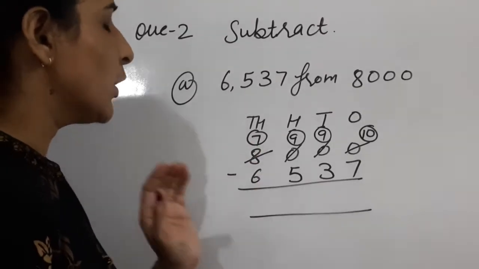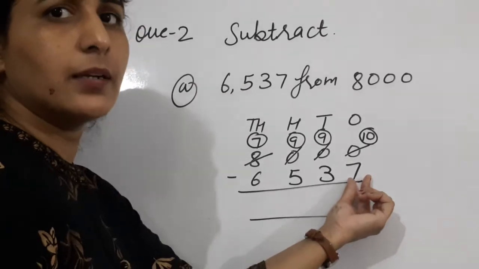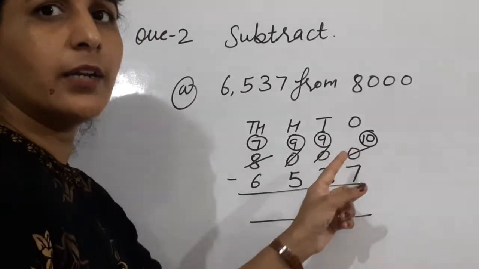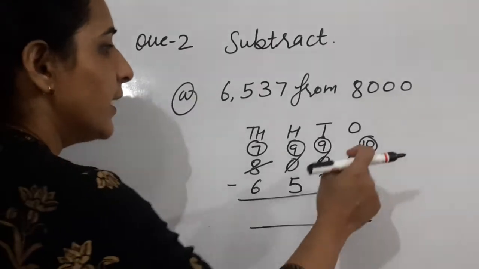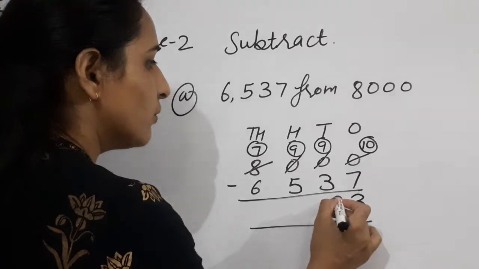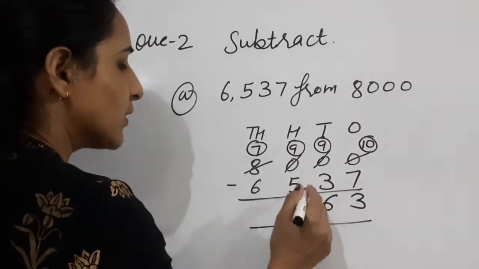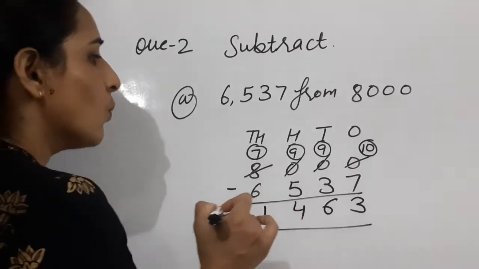Why are we doing this? Because 0 is the smaller number and 7 is the bigger number. From the smaller number, we cannot subtract the bigger number. So let's see. 10 minus 7 equals 3. 9 minus 3 equals 6. 9 minus 5 equals 4. And 7 minus 6 equals 1. Clear?